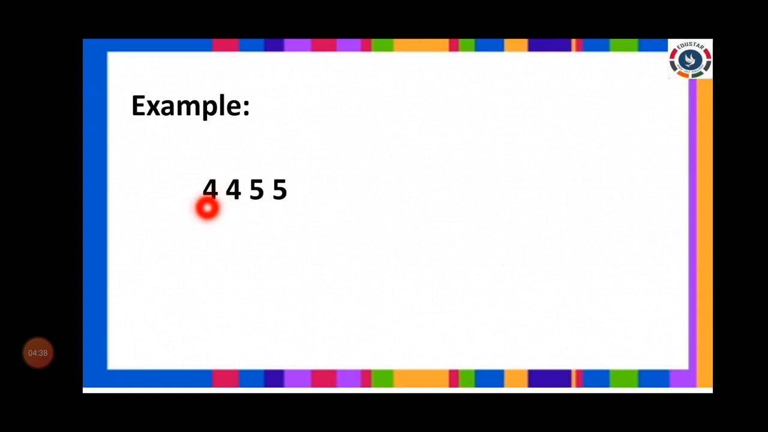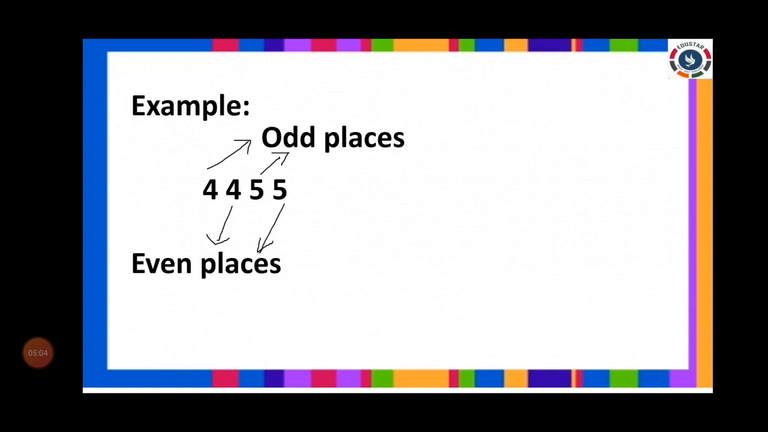This is 4. The first 4 is the first place. The second 4 is the second place. The third, 5, is the third place. And the next 5 is the fourth place. So the first place and third place are the odd places. And the second number and fourth number are the even places. So 4 and 5 are at odd places. And the second number and fourth number, that is, the even places.